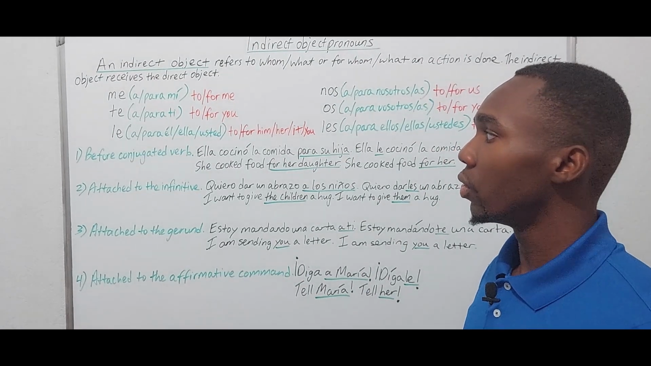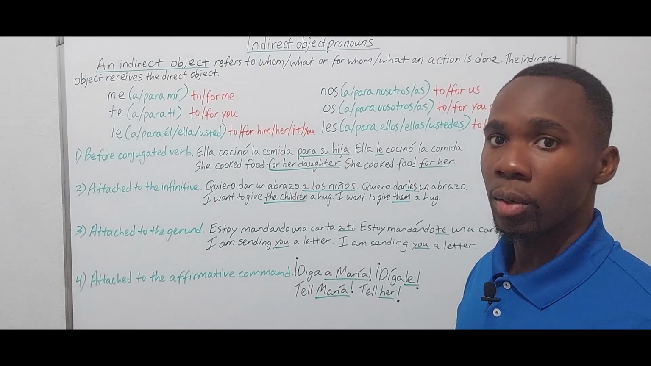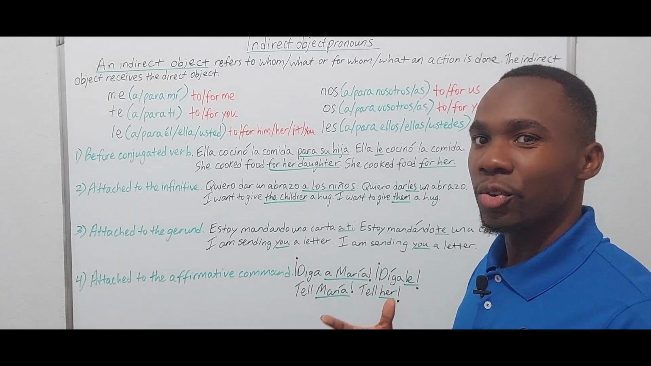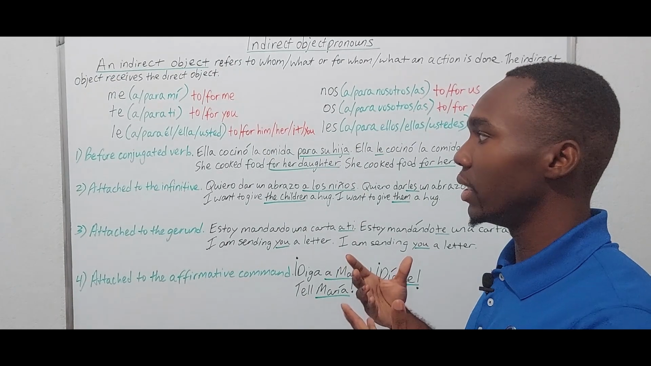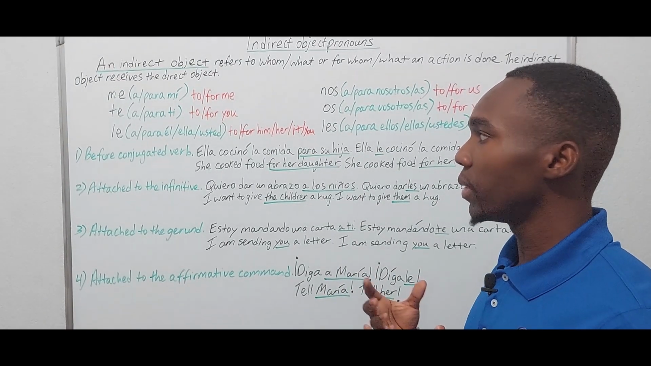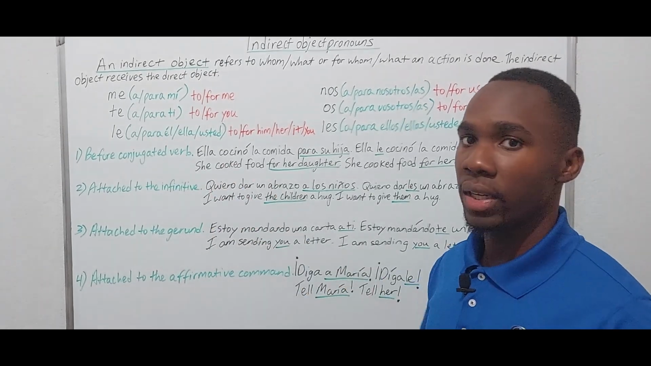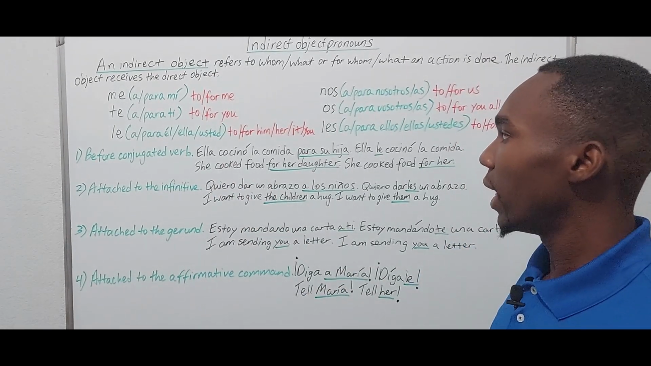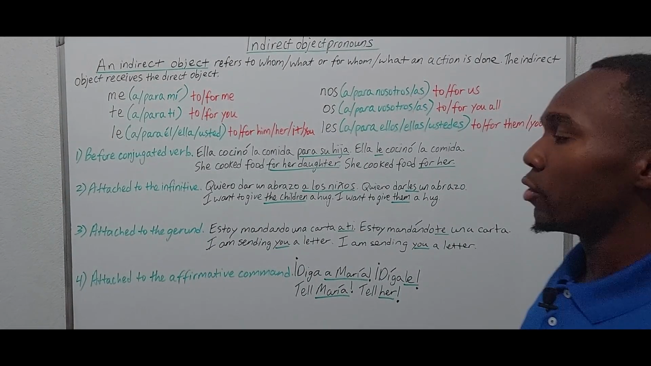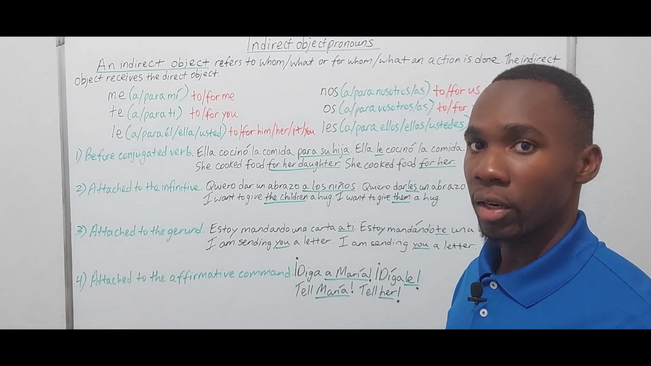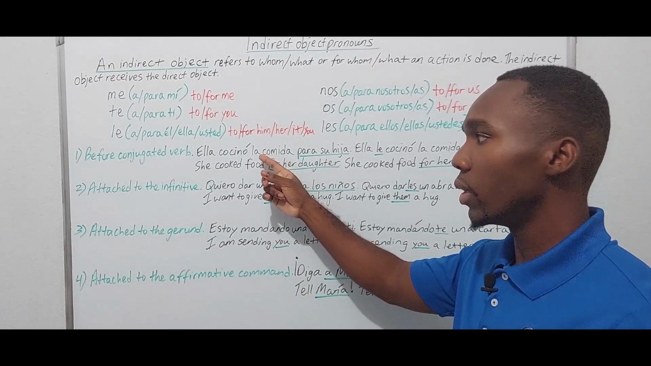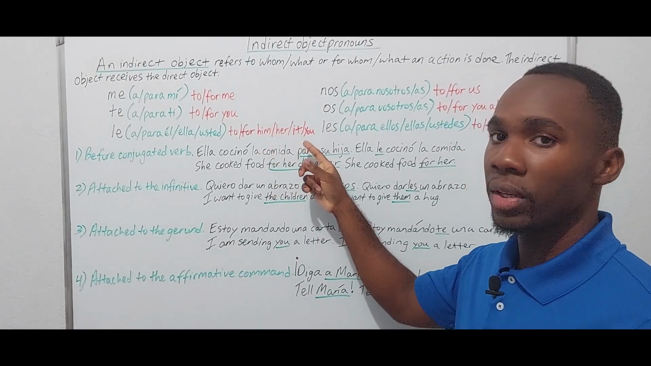So we now need to know where the indirect object pronoun occurs within a sentence, and it's pretty much going to be the same as the direct object pronoun, right? So the first place it can occur is before the conjugated verb, right? So ella cocinó la comida para su hija. The first thing we need to identify is the direct object. So what did she cook? Food, la comida. So la comida would be our direct object.